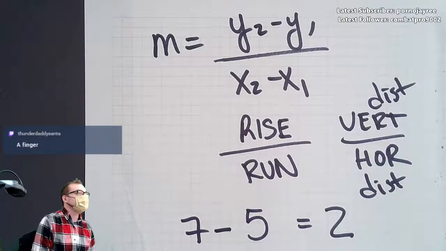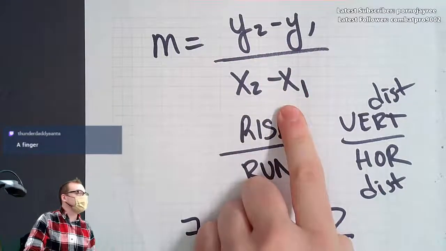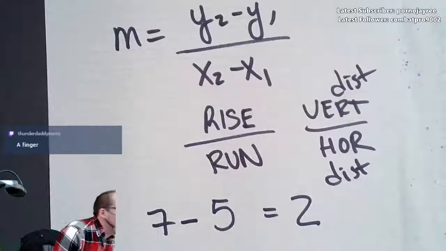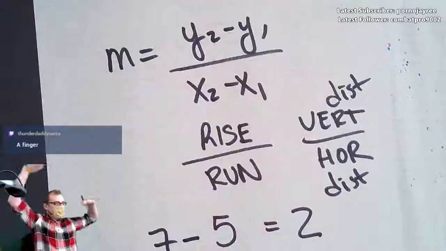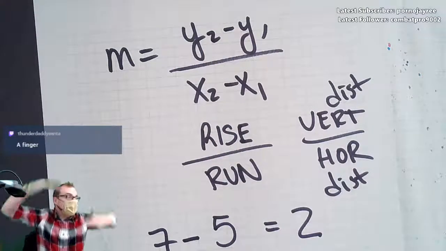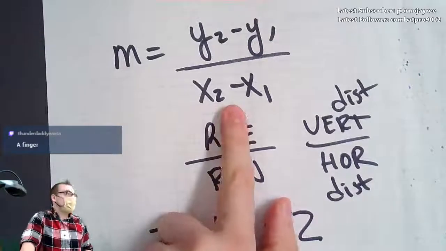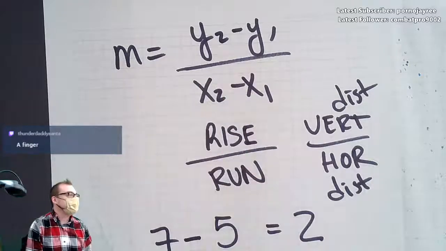You're telling me slope is the vertical distance over the horizontal distance? No, duh! That makes sense. I want to know how far apart these two things are vertically. So what am I going to look at? Their y values, how far they are vertically. I want to know how far apart they are horizontally. X values. Distance.